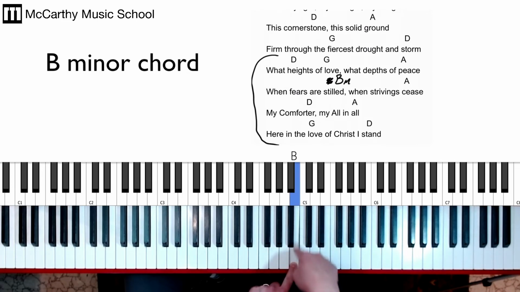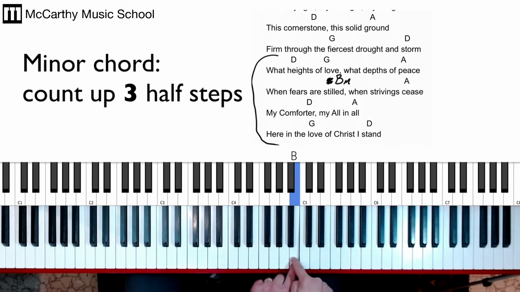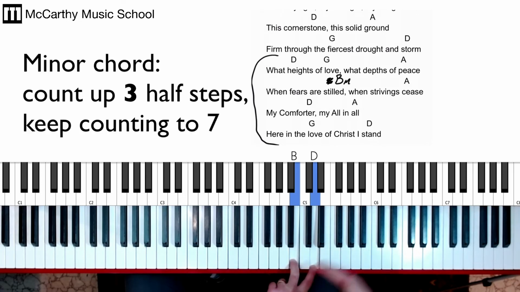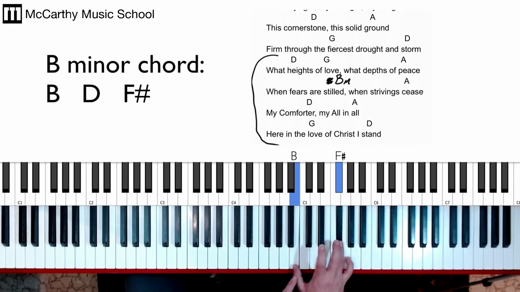Here's one right here, just right above the 3 black key group. And instead of counting up 4 half steps, we're going to count up 3 half steps like this. 1, 2, 3, and then we just keep counting to 7 like before. 4, 5, 6, 7. There we go. A B, a D, and an F sharp. There's our B minor chord.